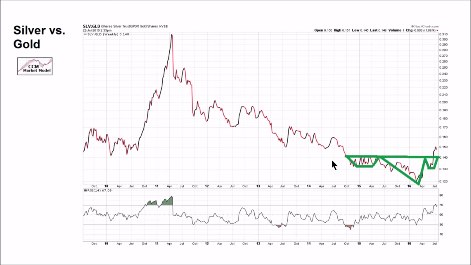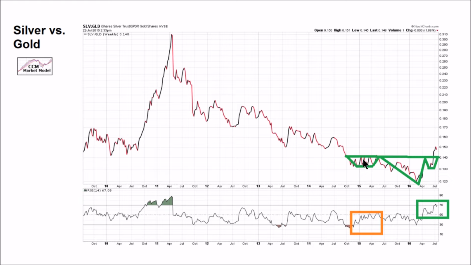Silver looks better than gold, at least in the short run here. You can make an argument here. This is an inverse head and shoulders, possibly consolidation pattern, left shoulder, head, right shoulder. The ratio of silver to gold has broken out above the neckline. And we also have somewhat of a favorable look from RSI.